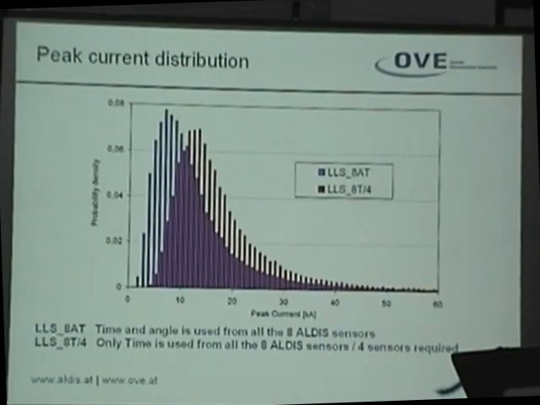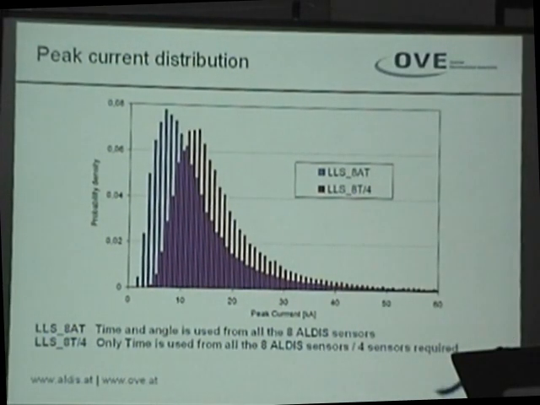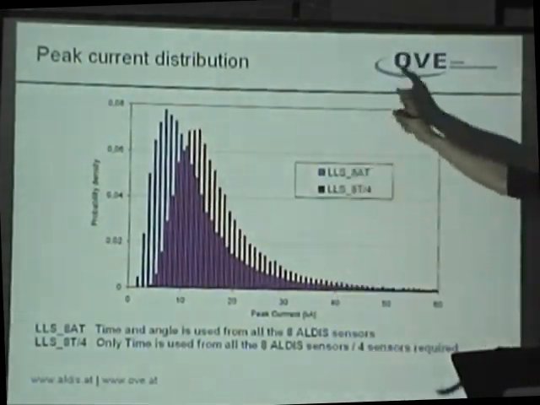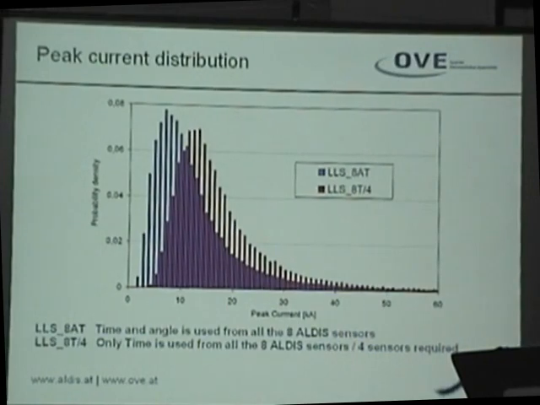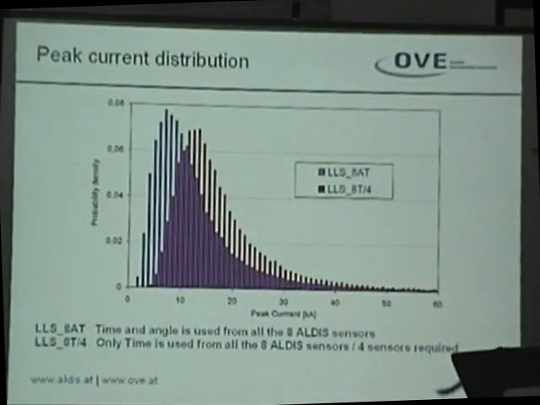Because of course, this is in blue, you see the Austrian 8 sensor network using time and angle with a median peak current of about 10 kiloamps. If I use of those network only 4 sensors, then of course in general the tendency is that I detect only the stronger strokes. So the very weak strokes, which are detected by the 8 sensors using angle and time, are not detected, but in general the stronger strokes are detected.